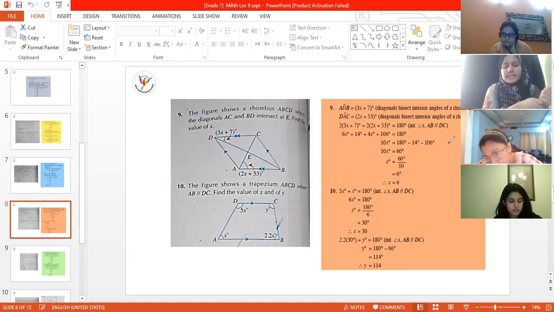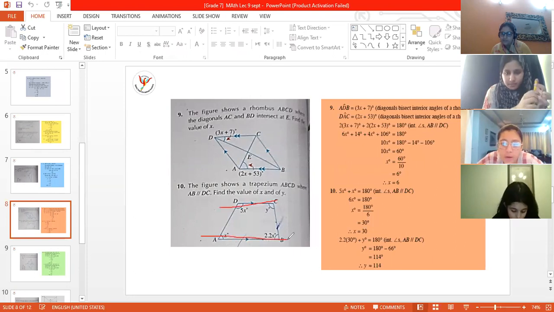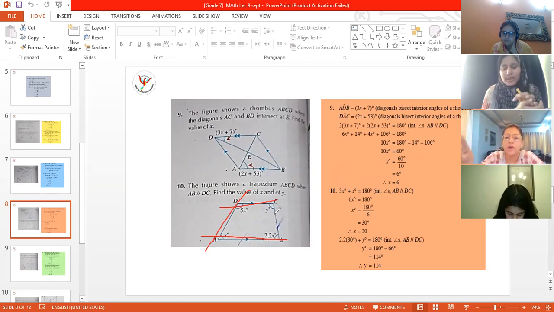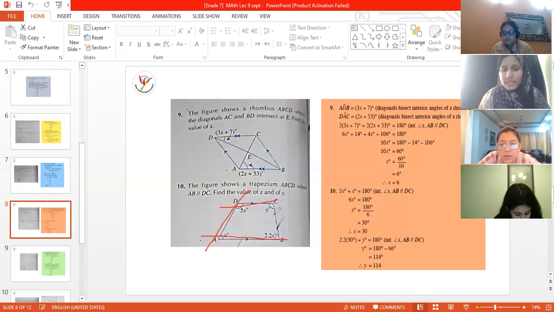Ma'am, 5x plus x is equal to 180 degrees. You are using the concept of transversal, right? 5x plus x is equal to 180 degrees. Then how are you going to solve for y? Ma'am, when we get the value of x, the value of x will be 30 degrees. And ma'am, we will put the value of x in 2.2x. Then we will take y degrees plus 2.2 into 30 equal to 180 degrees. And then we will find the y degree. Yes, exactly. This is the way.